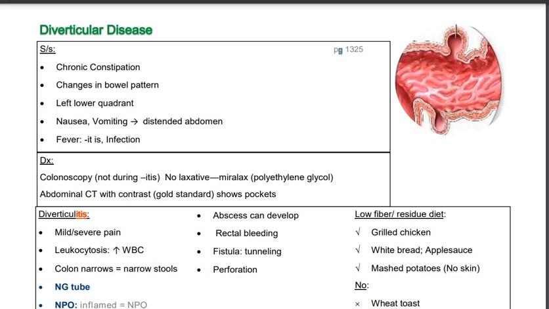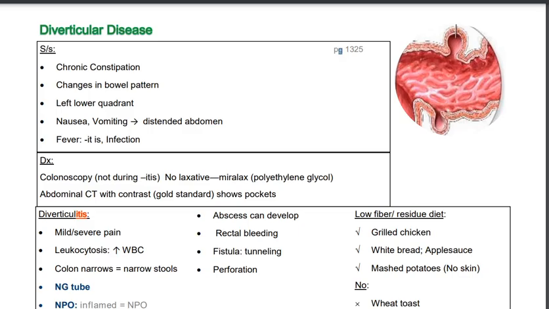Okay, are you ready to talk about diverticular disease? This is a very interesting disease, especially since I worked in the GI area for a couple of years. I never knew that the bowel could get pockets until then.